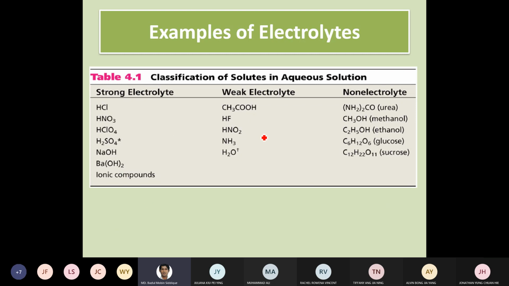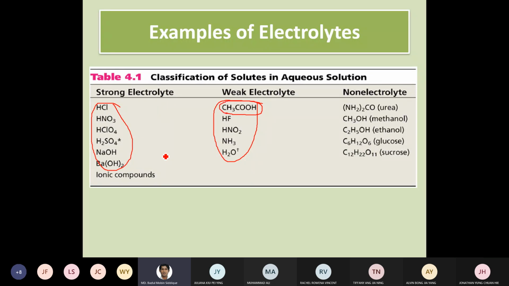Some of the examples of electrolytes are here. Strong electrolytes, you can relate those things. They have more ionic bonding, ionic compounds between them. They have ionic bonding. They have more tension between them. Weak electrolytes, they have very polar covalent bonding between them, or very weak electrolyte, the tension between them.